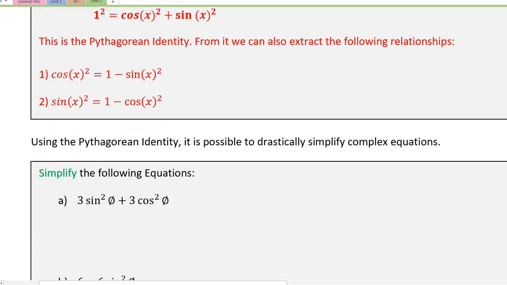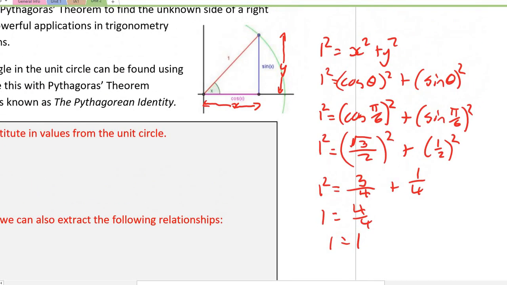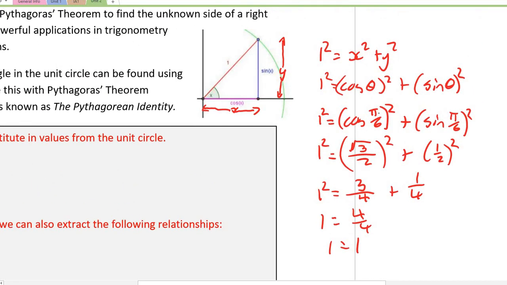Let's simplify some complicated equations, guys. So look at this first one. 3 sine squared plus 3 cos squared. Any thoughts? Oh, by the way, I should point that out. If you see up here, I put my cos in a set of brackets and squared outside of that.